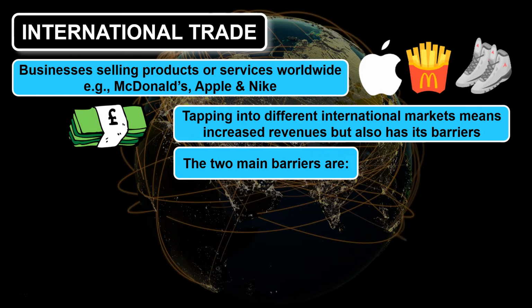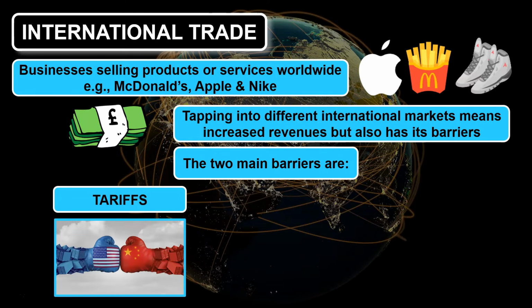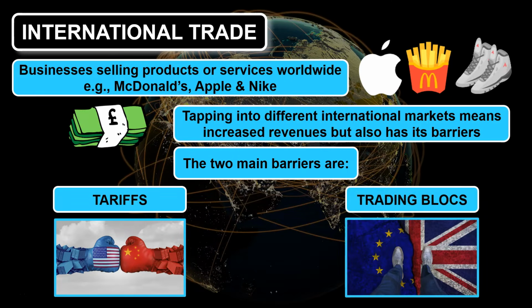However, trading internationally is not as simple as just deciding to trade internationally. There are potential barriers that exist that can make it difficult for these and other businesses to trade on a global scale and expand into other countries. The two main barriers we're going to cover today are tariffs, which is basically a tax on goods coming into a country, and trading blocks, which is a group of countries that have entered into an agreement that protects their economic interests. Let's have a look at each of these potential barriers in more detail.